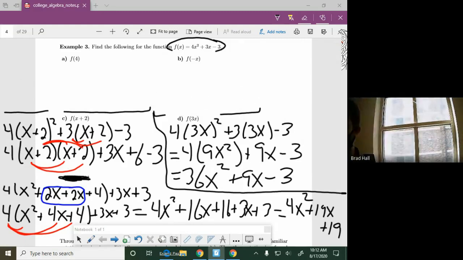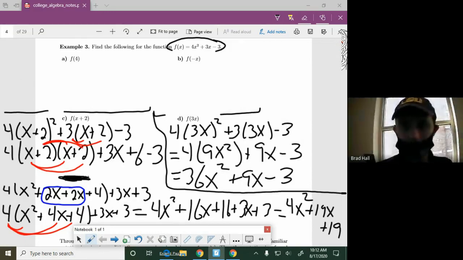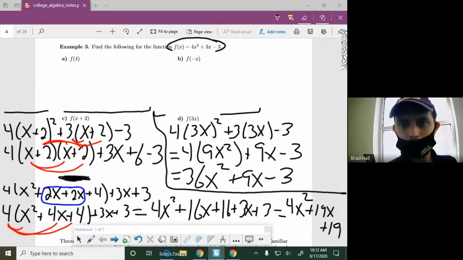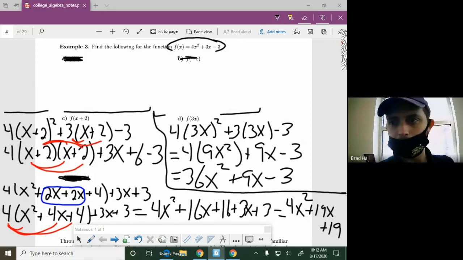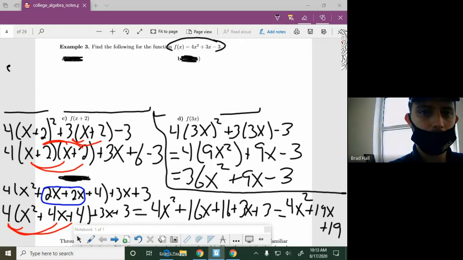Okay, so part E. So now we're going to block out A and B. What part E was asking was to find f of x plus h.